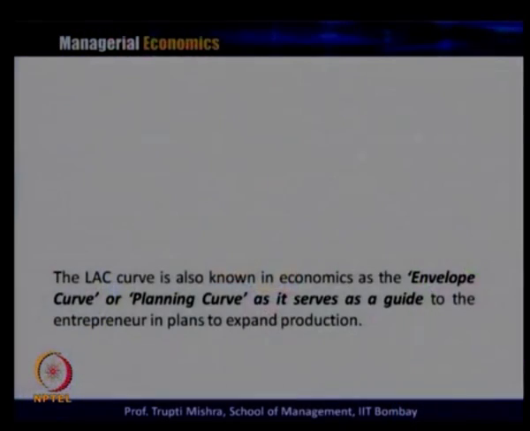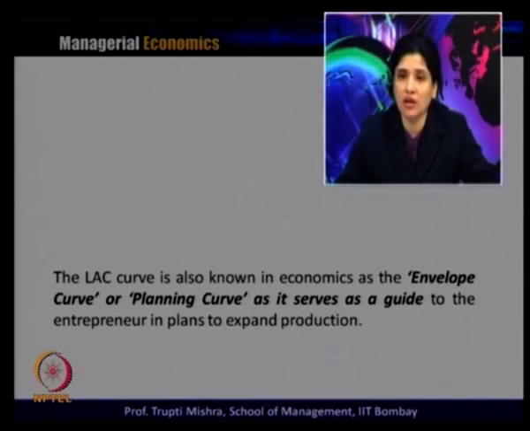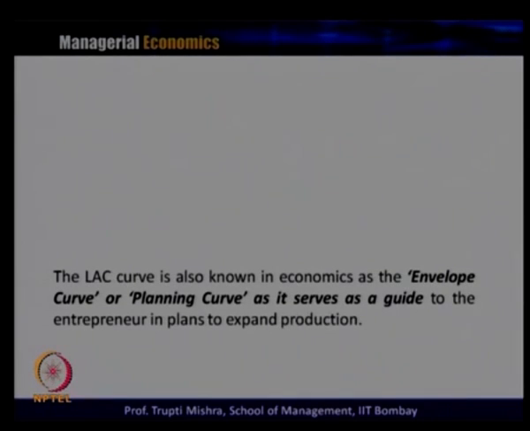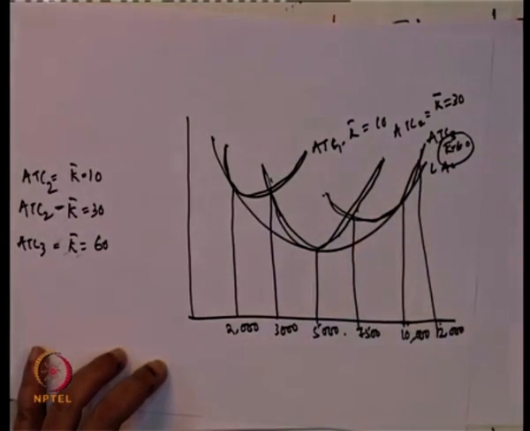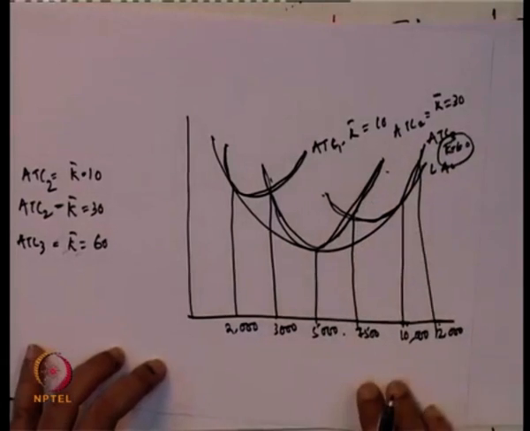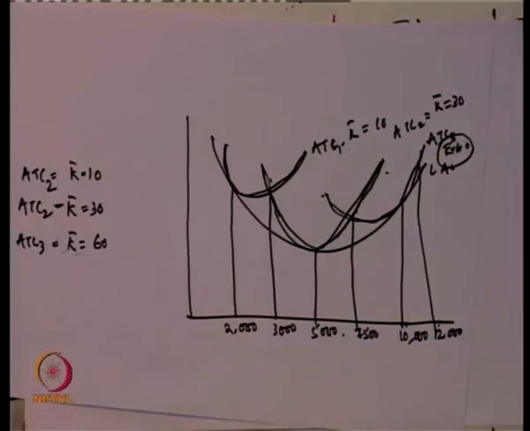But this long run average cost curve is also known as the planning curve or the envelope curve, because it serves as a guide to the entrepreneur in planning to expand the production, and it is called the envelope curve because the long run average cost curve basically envelopes the different short run cost curves. Like if you look at the graph, this long run average cost curve envelopes short run average cost curve 1, short run average cost curve 2, and short run average cost curve 3. So, it is generally known as an envelope curve because it takes the different scenarios of short run cost curves and puts them in a longer planning horizon.